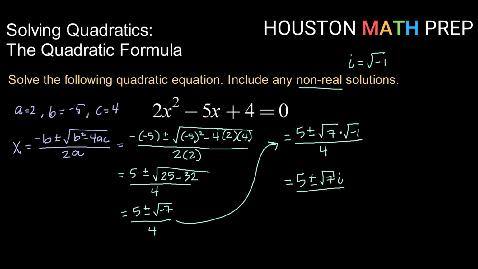Notice here, because we have square root of 7, which does not simplify, it doesn't really give us more information to separate these two solutions. So it is common that we'll just leave them together with a plus or minus.